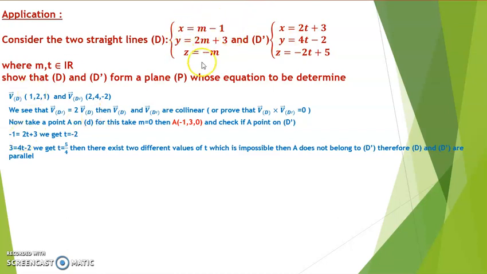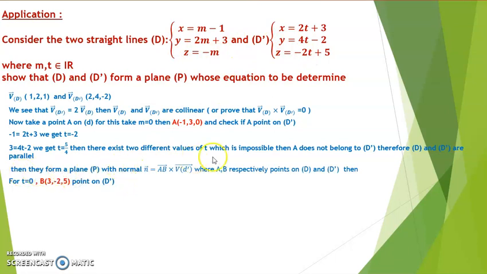So we can take a fixed point A by m equals 0 and prove that this point A does not belong to D prime. And we show that the two straight lines are just parallel. Two parallel straight lines form a plane. We need to find a normal vector of this plane. We can take a fixed point on D and a fixed point on D prime. For m equal to 0 we take A, and for t equal to 0 we take B. The normal vector n is AB cross VD prime, a direction vector of D prime.